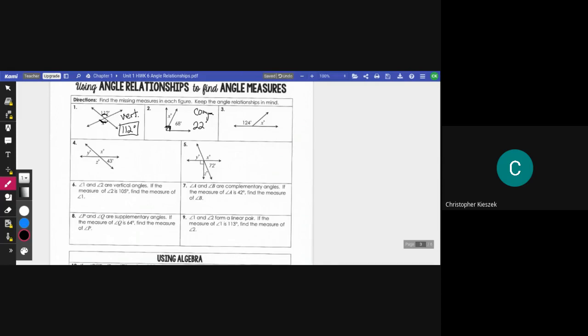And lastly here for number 3, what kind of angle do I have here? I have a linear pair because these angles are adjacent to each other and they form a line. So what does that mean? Well, what that means is that they add up to 180 degrees. So what I would have to do is take 180 minus 124, and I would get 56 degrees. Numbers 4 and 5 might be a warm-up problem. So again, look at it to see if you understood that.